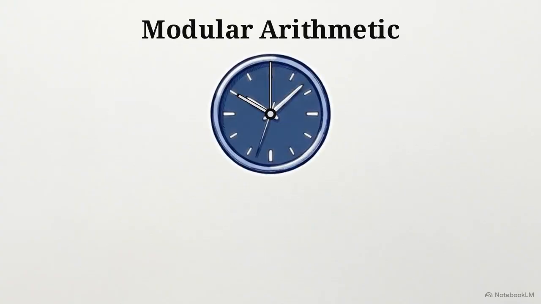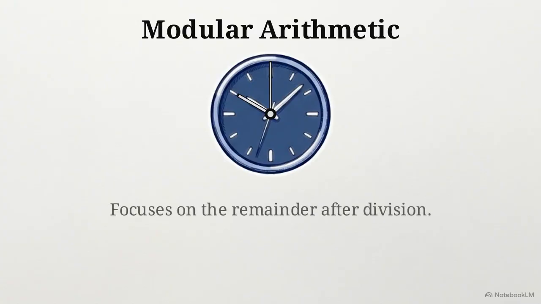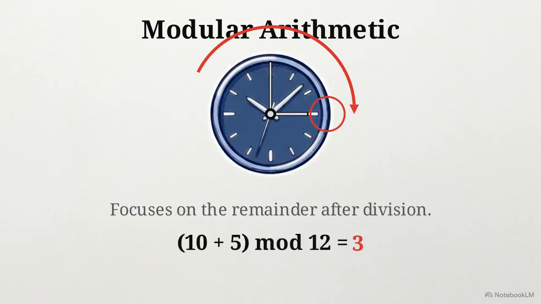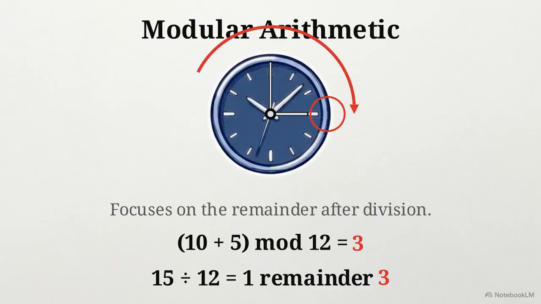To understand how these keys function, we have to look at modular arithmetic. It is often called clock arithmetic because it focuses on the remainder after division. If the current time is 10 o'clock and we add 5 hours, the clock loops back to 3. In mathematical terms, 15 mod 12 equals 3.